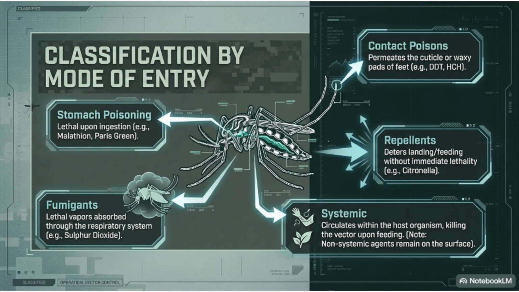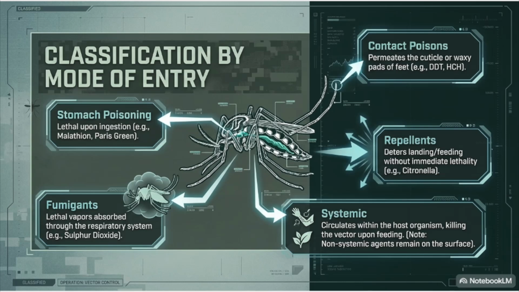Insecticides can be classified by their mode of entry into the insect body. Contact poisons permeate the cuticle or the waxy pads of the feet, as seen with DDT and HCH. Stomach poisons are lethal upon ingestion, as seen with Malathion and Pyrethroids. Fumigants release lethal vapors that are absorbed through the respiratory system, as seen with sulfur dioxide. And repellents deter landing or feeding without immediate lethality, as seen with citronella.